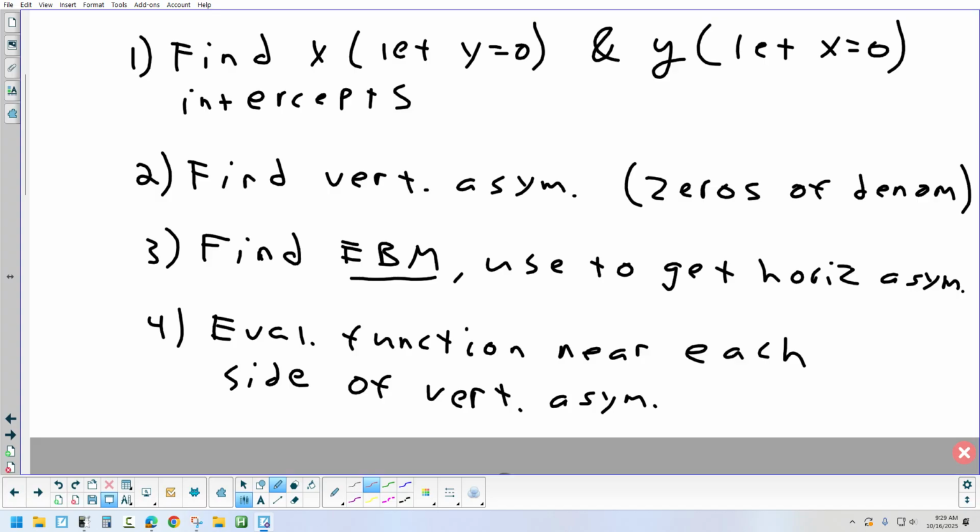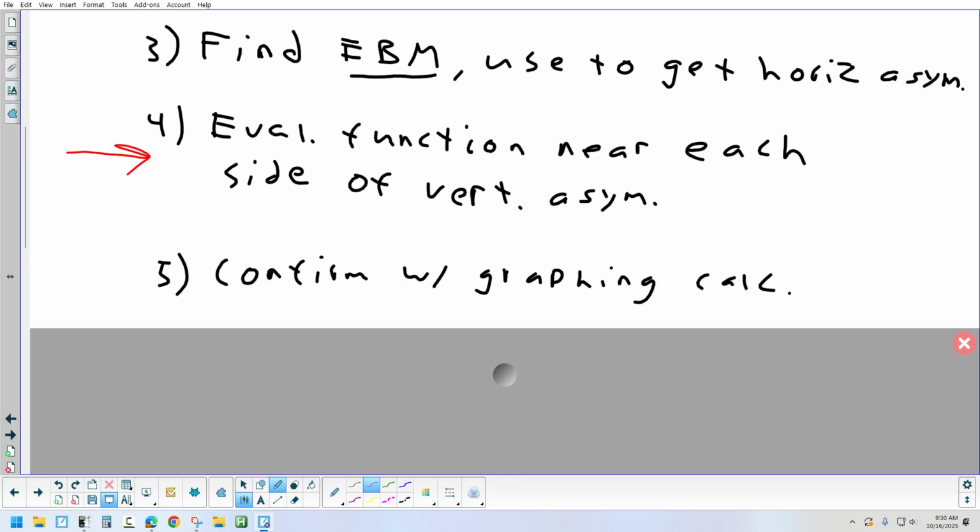Infinity or negative infinity. That's what I'm trying to figure out in step 4. Which one is it? Am I up really, really high, or am I down really, really low? A lot of times, on one side of the asymptote it's high, the other side is low. It depends which side is which. Okay, so we can use the graphing calculator and the table feature to help us with step 4. And then once we've done all that, we should be able to do a pretty good sketch, and we can double check it on the calculator.